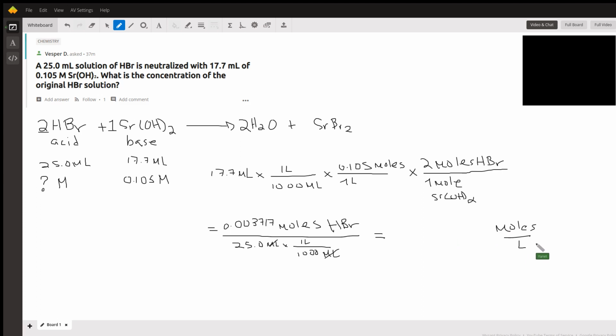Your units are going to be moles per liter, which is the same thing as molarity. Let's pay attention to significant figures. It seems that the least amount of significant figures is 3. So the final answer, according to what the calculator gives me, is 0.14868. But this is not to 3 significant figures, so we must fix it to 0.149 molar. And that's the concentration of the hydrobromic acid that was neutralized with that amount of base. Hope this helps.